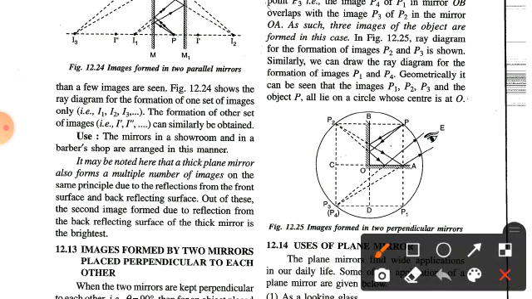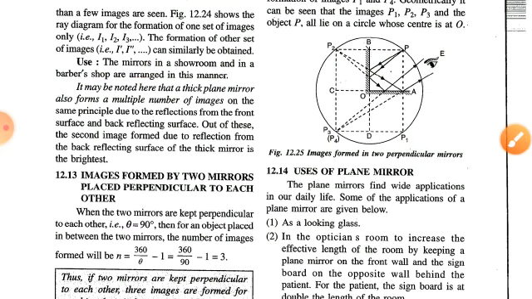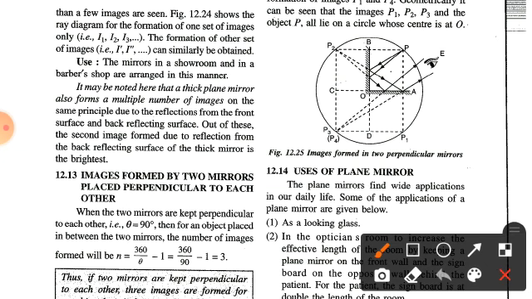The mirrors in a showroom and in a barber shop are arranged in this manner. It may be noted that a thick plane mirror also forms a multiple number of images on the same principle, due to the reflection from the front surface and the back reflecting surface. Out of these, the second image formed due to the reflection from the back reflecting surface of the thick mirror is the brightest.